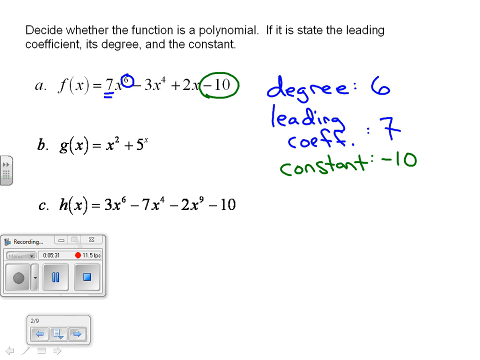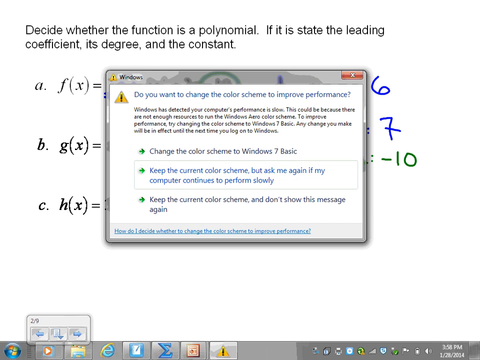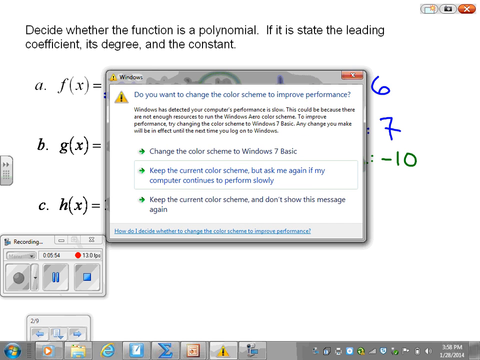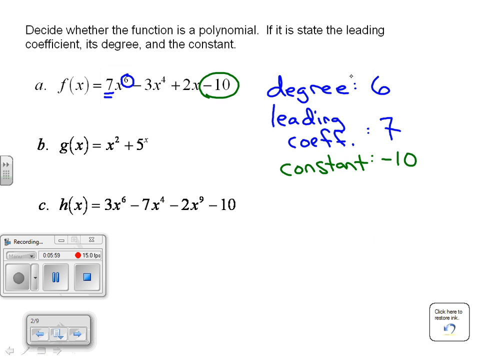Okay, let's see, h of x. Again, determine if this is a polynomial or not, and if it is, determine the leading coefficient, degree, and constant. So it is a polynomial. All our terms, all our variables have whole number exponents. The one we're going to key in on is this term here that I was almost allowed to circle. Okay, this term here that has our degree of 9 right there. We have our leading coefficient of -2.